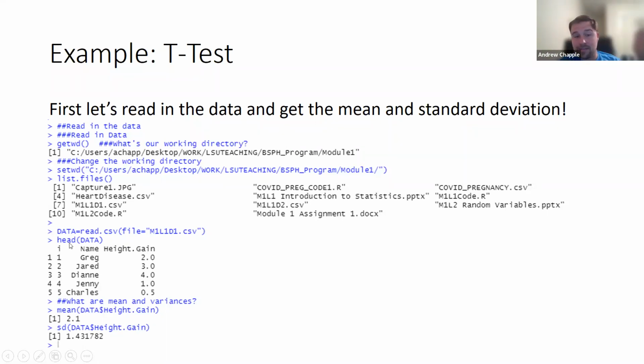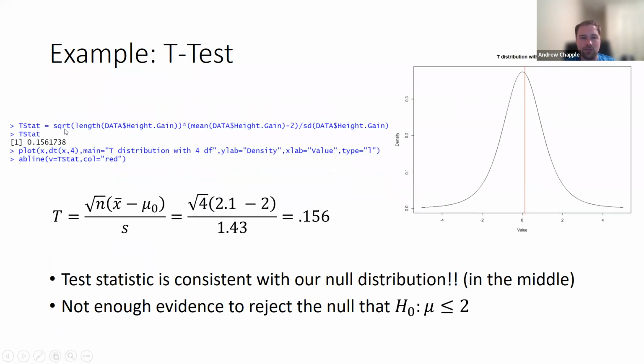So these are our heights. I did a head. Why do I do a head? Just to get an idea of what the data looks like. I can get the mean by just taking the mean of data height gain. I can get the standard deviation by taking the standard deviation of data height gain. If I want to do the t-test, I'm going to take the square root of the length of the data height gain times the mean of the data height gain minus my hypothesized mean, which is 2. You can see that right here, divided by the standard deviation. My test statistic is 0.15.